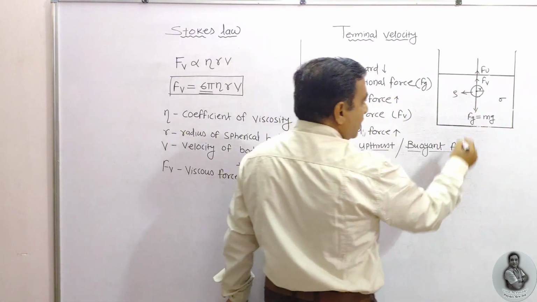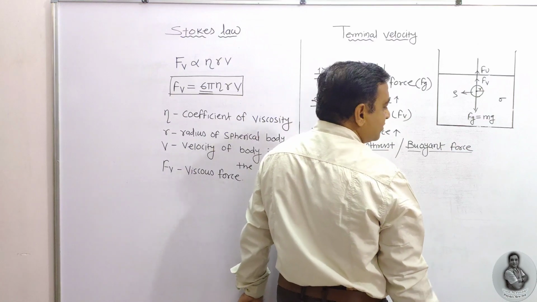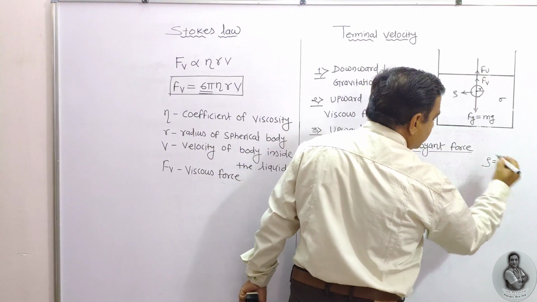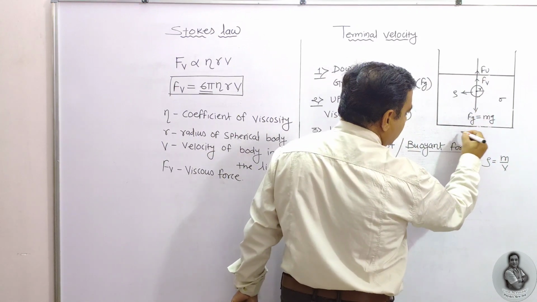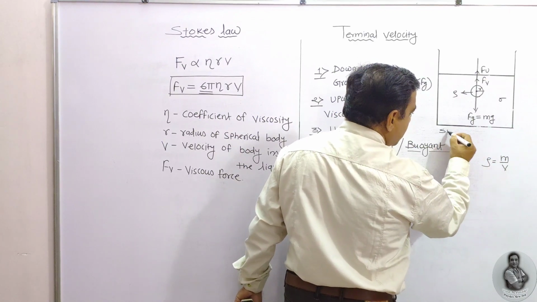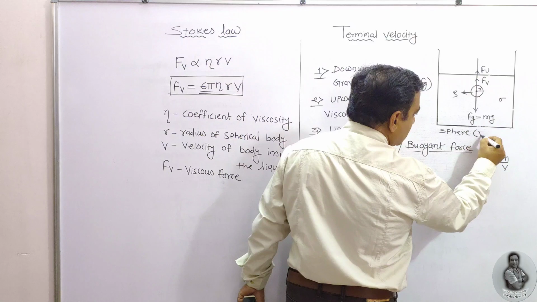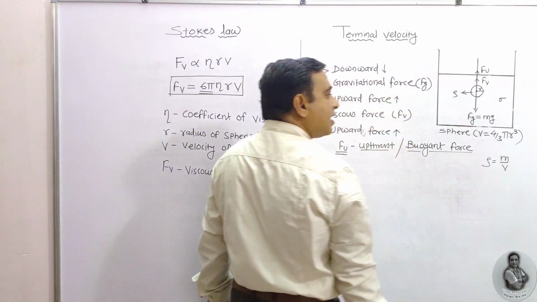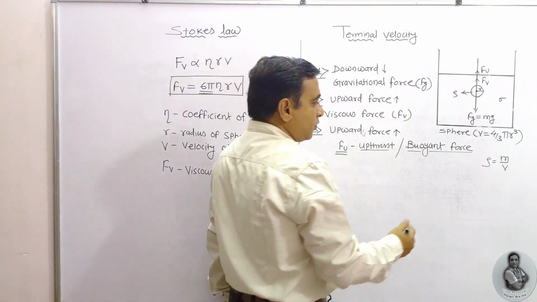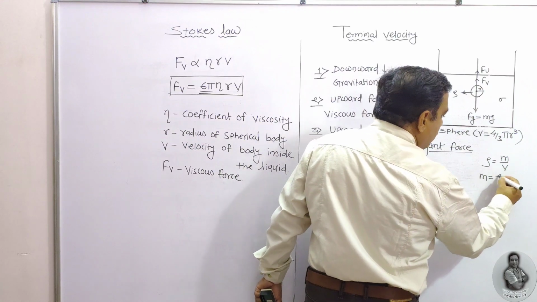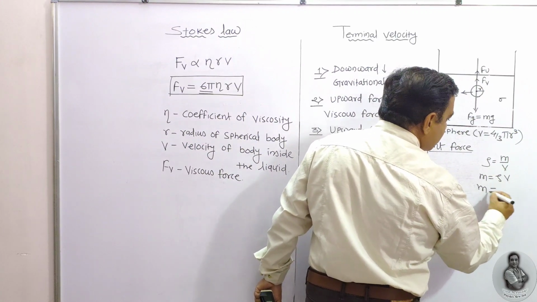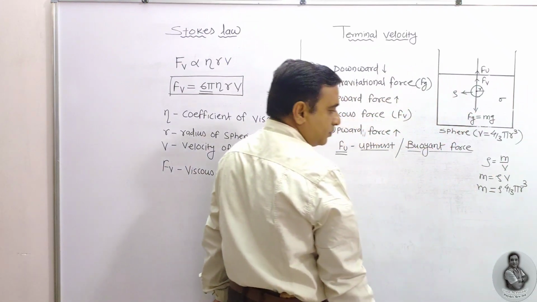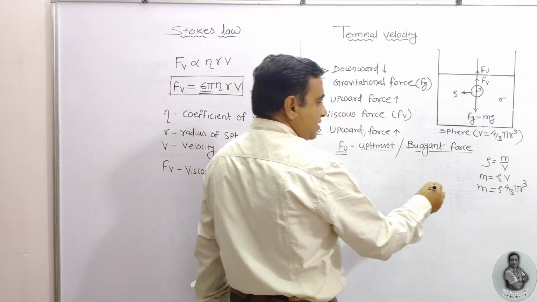So if rho is the density of the liquid, density is equal to mass upon volume, and we already know the sphere has the volume equal to 4 by 3 pi r cube, where r is the radius. So mass is equal to rho into volume, and mass is equal to rho into 4 by 3 pi r cube. So this is nothing but your mass.